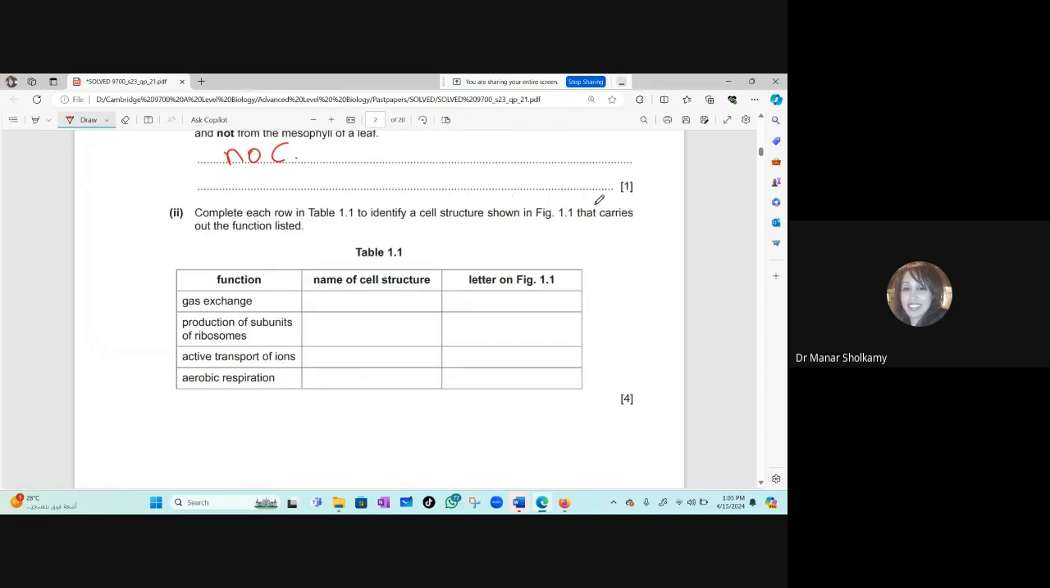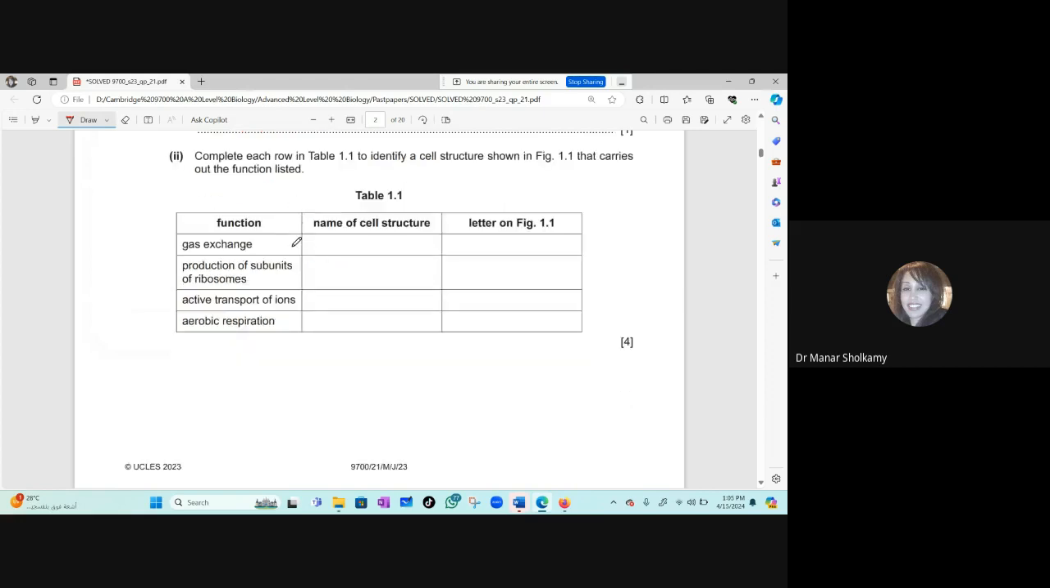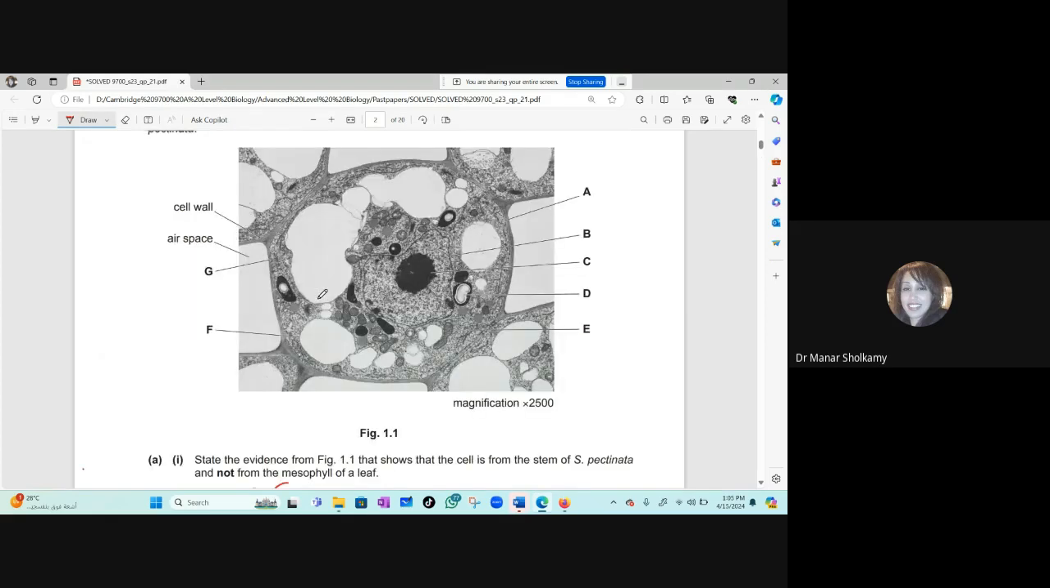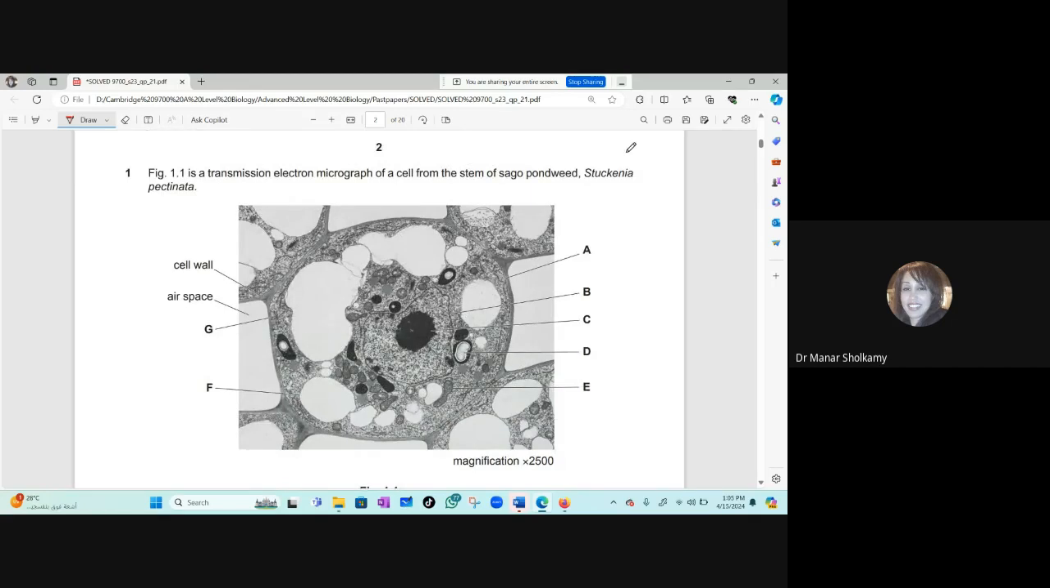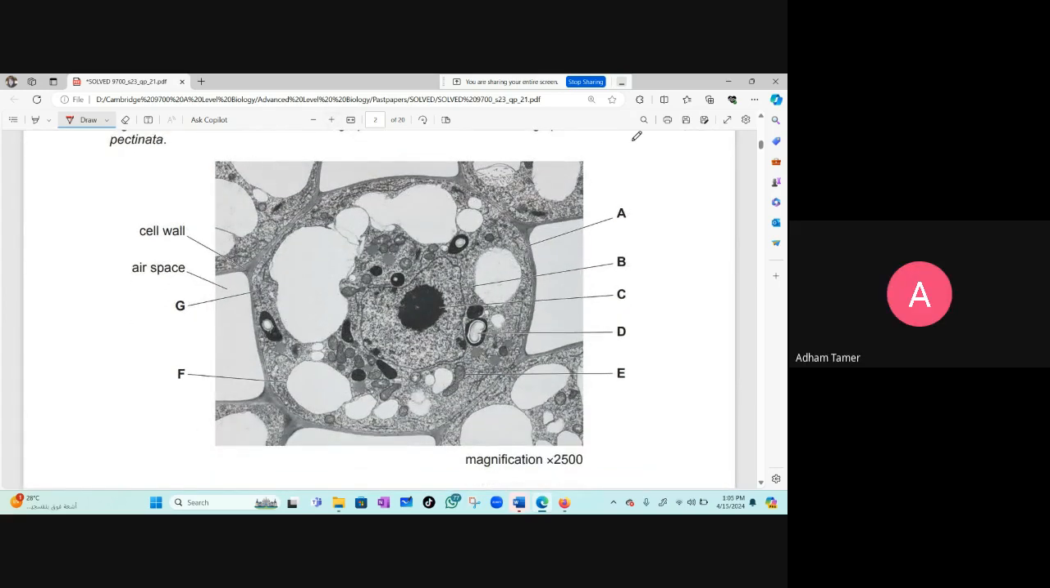Okay, no chlorophyll. Now, the next table here, we are asked to complete each row in the table to identify a cell structure in figure 1.1 that carries out the function listed. Now, tell me, Adham, which name of cell structure will help in gas exchange from the picture here? Gases, where are they exchanged in a leaf, in a cell like this? And don't tell me stomata and guard cells because I do not see stomata and I do not see guard cells. Airspace.